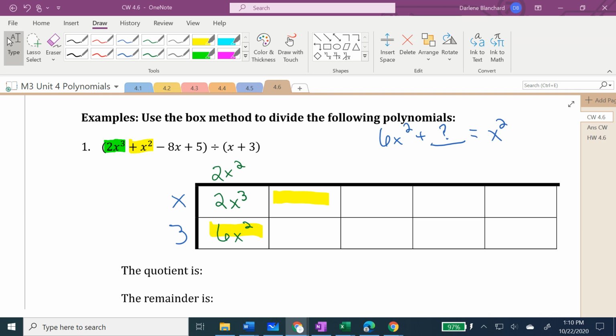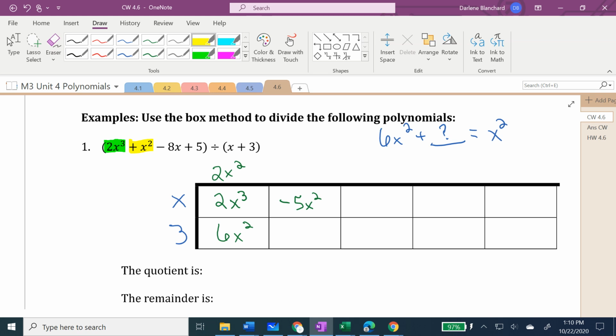Oh my goodness, that's funny. So that means I'm going to have negative 5x squared in that box, and the process begins again. And I erase that negative. Okay, so that's one round. Are you ready for round 2?